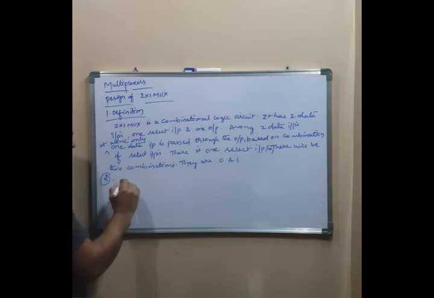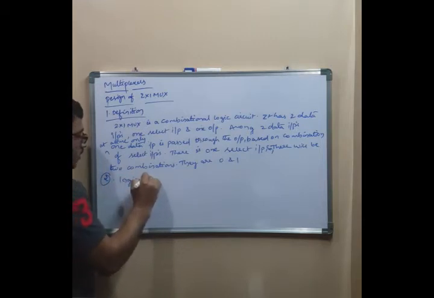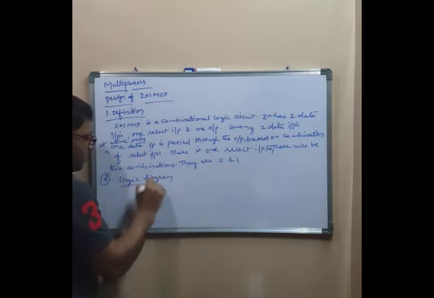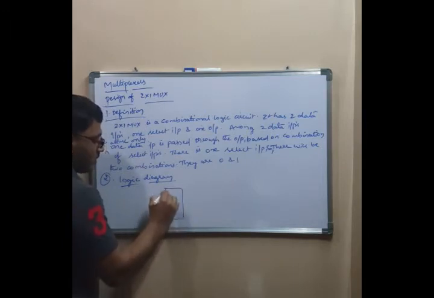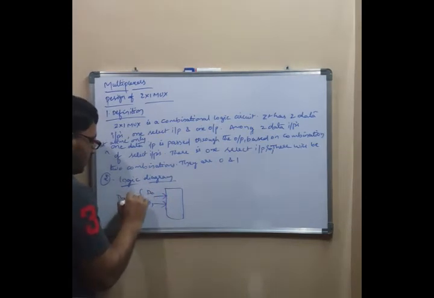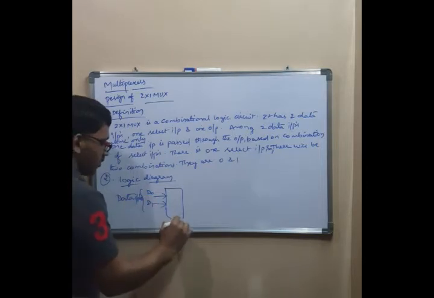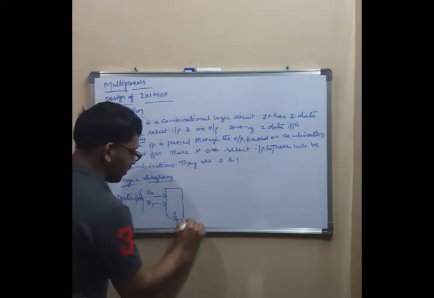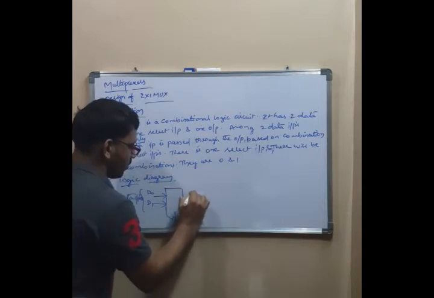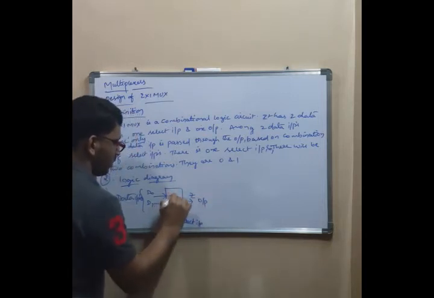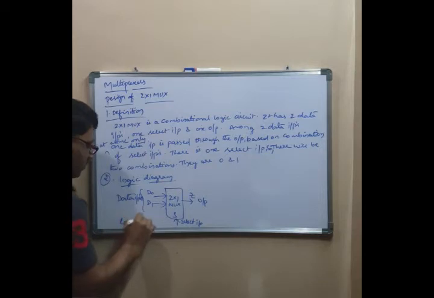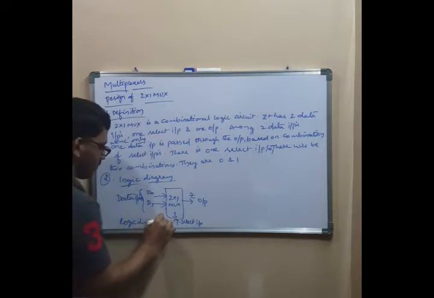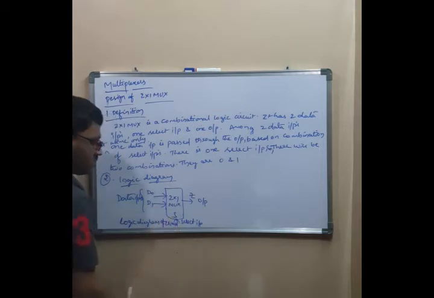Second step, logic diagram. Nothing but the block diagram. This is D0, D1, data inputs, select input, output Z. This is the 2 × 1 mux. This is the logic diagram. Logic diagram of the 2 × 1 mux. Right?